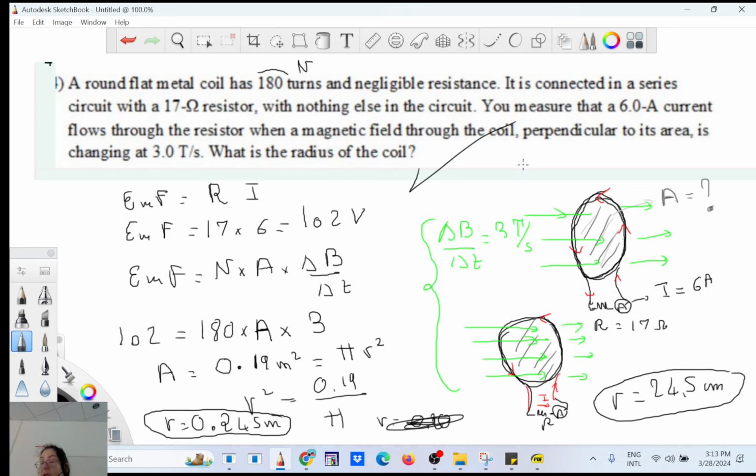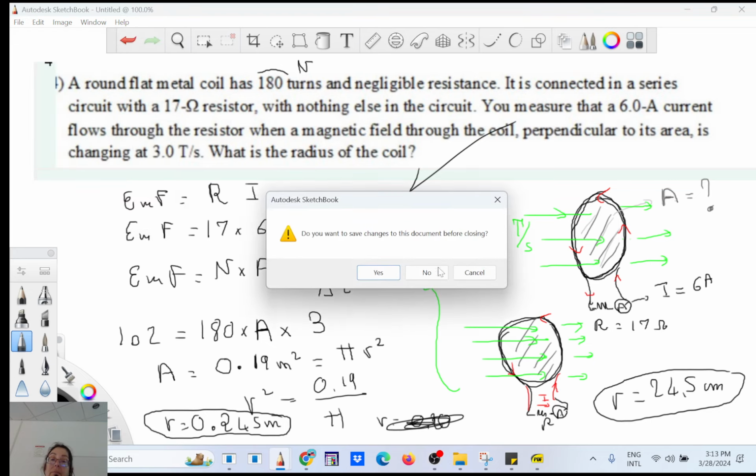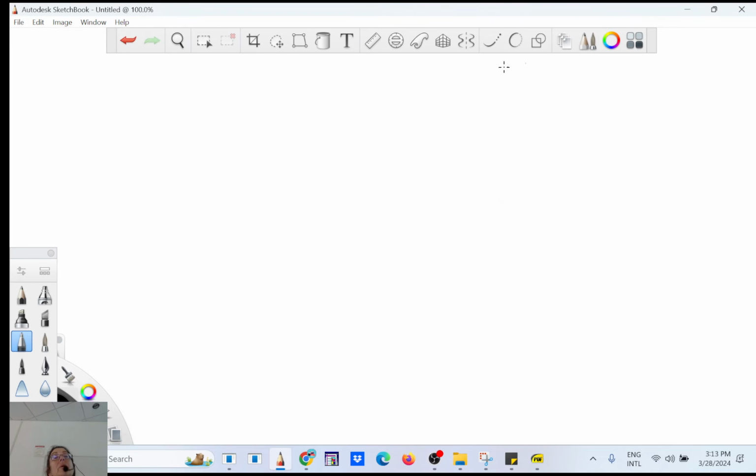So let's go back. Number 1 is a little bit challenging. Do you remember from last semester, if something is moving along the x-axis, the speed is the displacement delta x over delta t. That will be the x component of the velocity. Do you remember that?